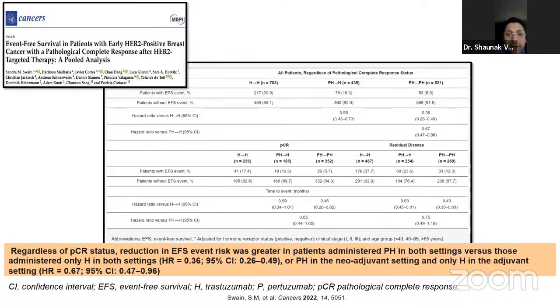Whereas those that received pertuzumab only in the neoadjuvant setting also did have a benefit, with a hazard ratio of 0.67. But the depth of the hazard reduction was deeper with the use of pertuzumab throughout, in the neo as well as the adjuvant setting. So this was a pooled analysis from multiple trials. Next slide, please.